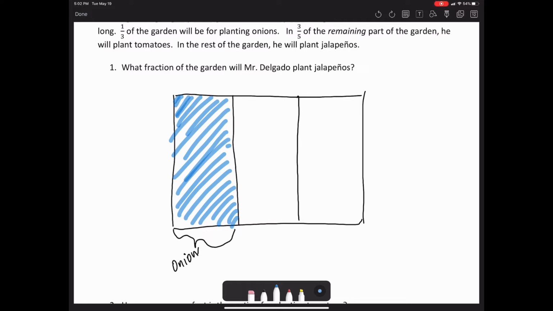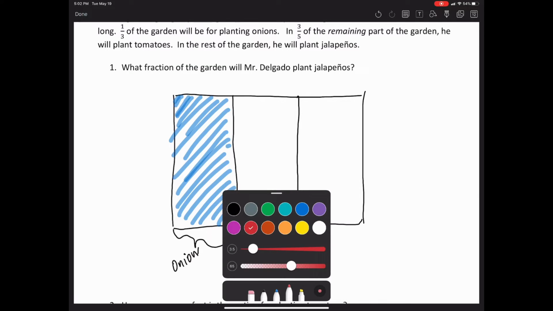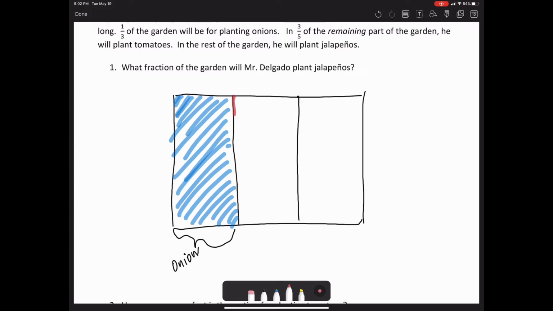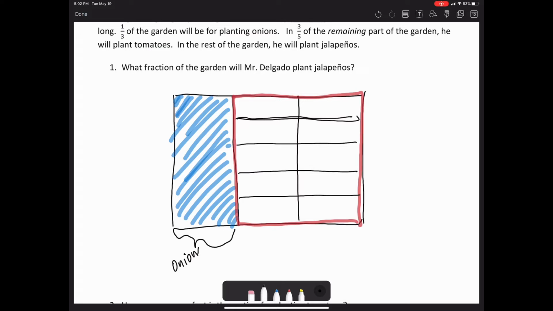All right. Now it says 3/5 of the remaining part of the garden. Okay, so what does 3/5 of the remaining part of the garden mean? Well, this section here, after I plant the onions, is the remaining part of the garden. And I'm supposed to take 3/5 of this section. So I'm going to go ahead and cut it into fifths going in this direction. So you're going to say there's 1 full section, 2, 3, 4, and 5.